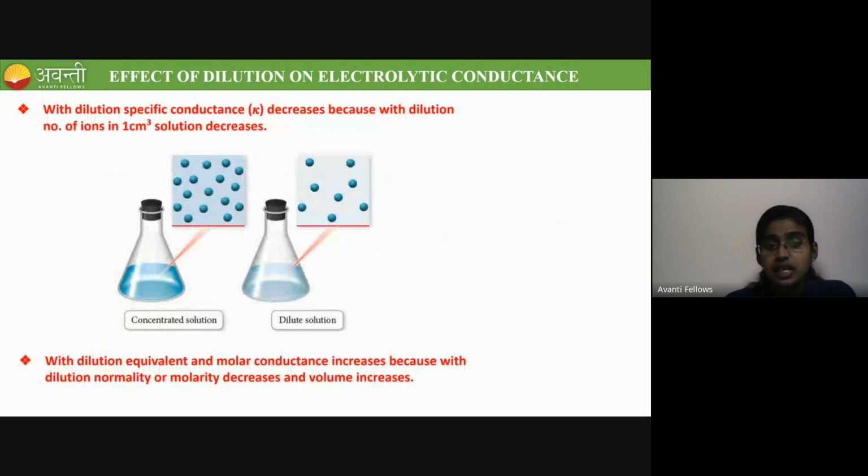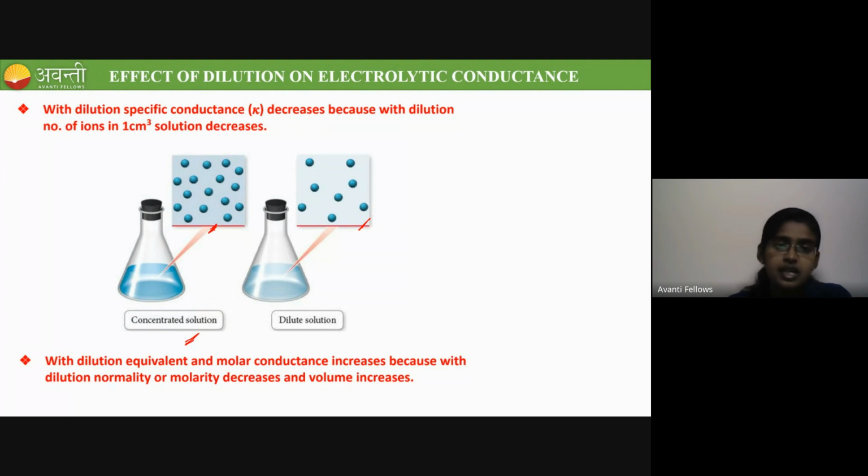Kappa, conductivity, decreases because with dilution, the number of ions in 1 centimeter cube of solution decreases. So you can see here, this is a concentrated solution, in which for 1 centimeter cube, more ions will be there. In the case of a diluted solution, the number of ions per unit volume is very small. If very few ions are there, movement of ions is very less, so the conductivity gets decreased.